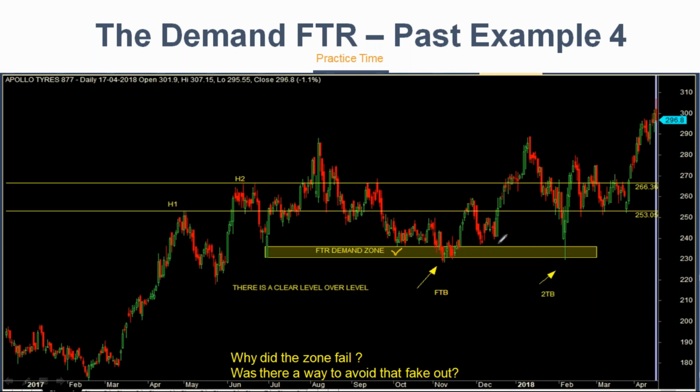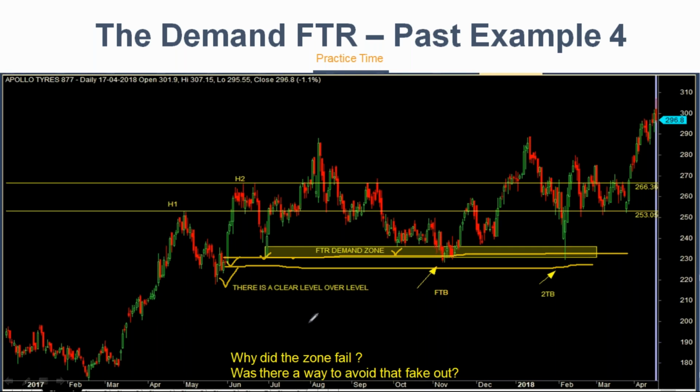Why did that fake out happen? Was there a way you could have avoided that fake out? The way to avoid the fake out was, if you look exactly below that zone, there was a zone. It was a level over level. So if you had considered that zone also, you would not have got the kiss. That's a rally base rally. These are all small sensitive things.